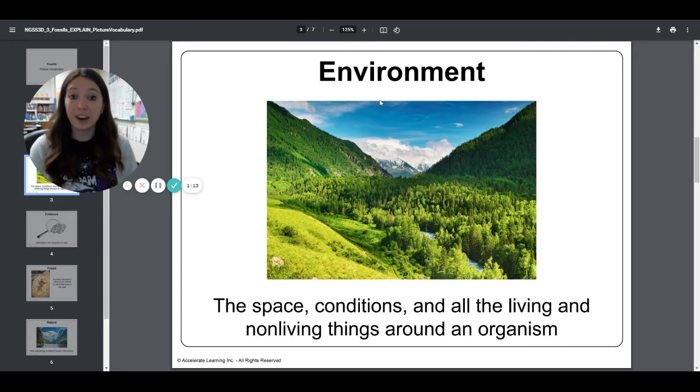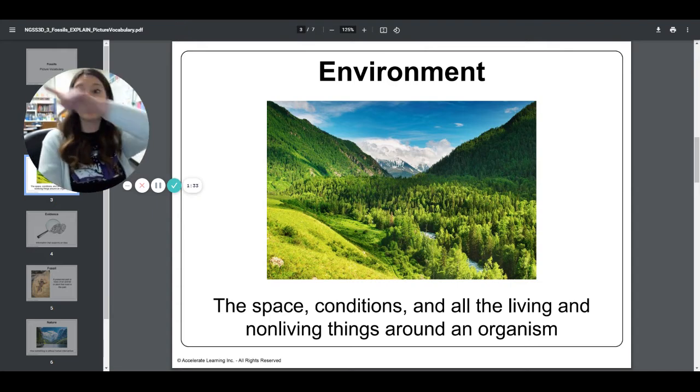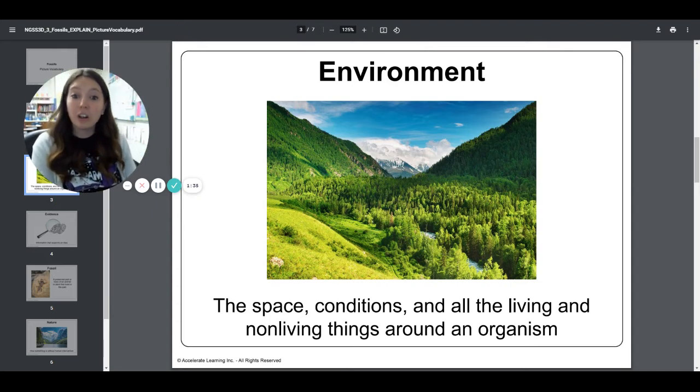Our next word is environment. Say environment. Good. Let's spell it. E-N-V-I-R-O-N-M-E-N-T. We've seen this word a lot of times. It's just the space, the conditions, and all the living and non-living things around an organism. So look around the room, look around where you're at. All of those things make up your environment right now.